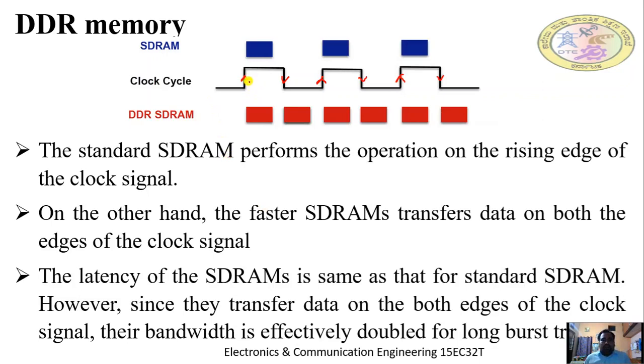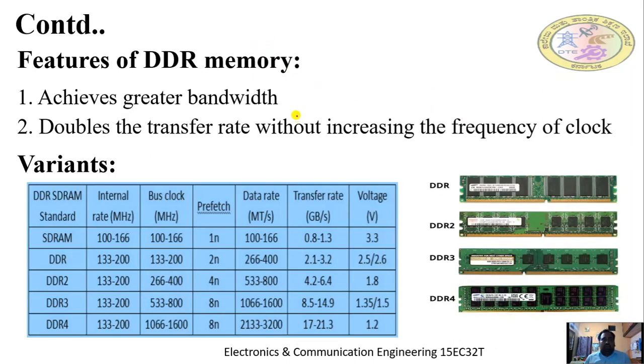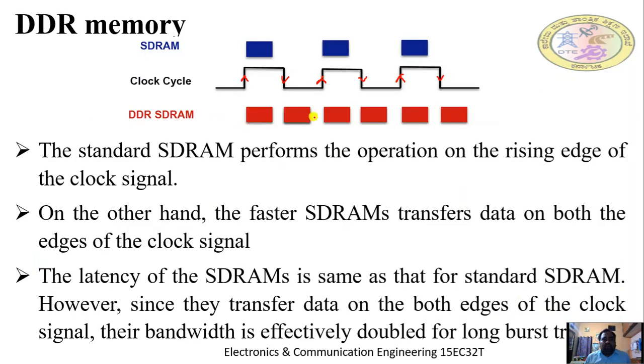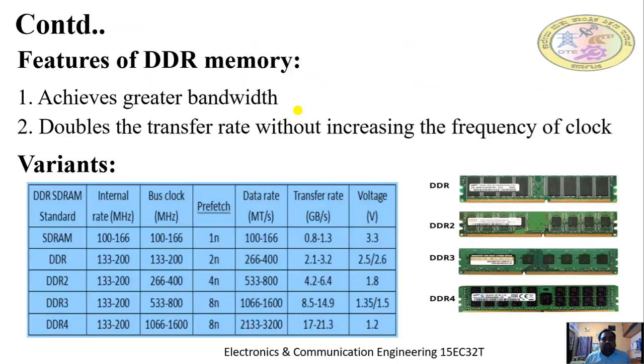You can see here, during the positive edge it does the data transfer operation, and during the negative edge also it does the data transfer operation. That's how it doubles the bandwidth, keeping the latency the same. What are the features of DDR memory or double data rate memory? It achieves greater bandwidth. As we see here, the bandwidth is exactly doubled since the data transfer is done during both edges of the clock signal.